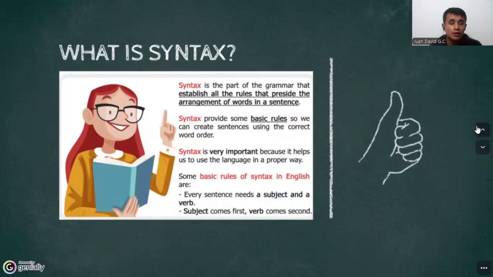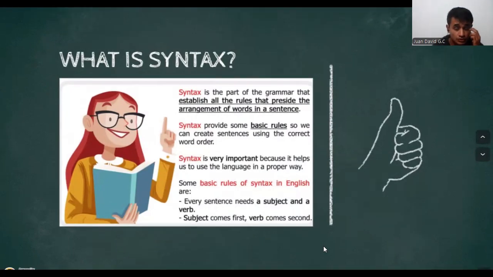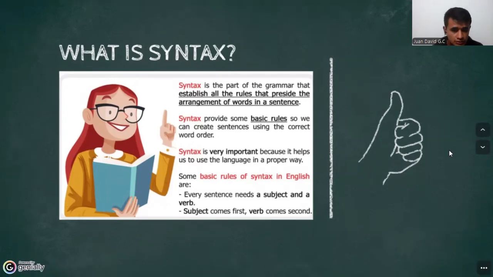Okay, then what is syntax? As I told you, syntax is the study of the structure of sentences. Every language has rules that tell us how to arrange words correctly to form meaningful sentences. Those are the reasons why syntax is very important, because it helps us to use the language in a proper way. So let's continue.